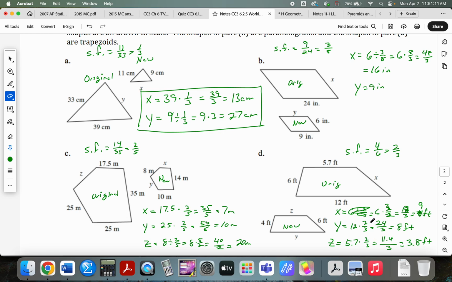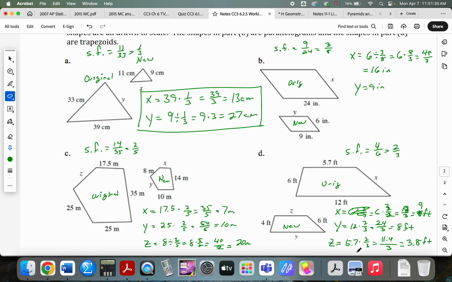Then Cooper, tell us how to set up to find Y. I did 12 divided by 1.5, which came out to be 8 for Y. Okay. Yeah, it's going to be 8 feet, right? Yes, sir. Good. And then desk number 11. Ben, Z on the last one.